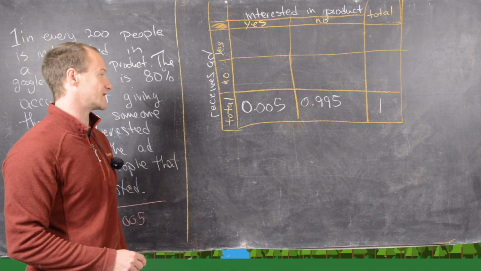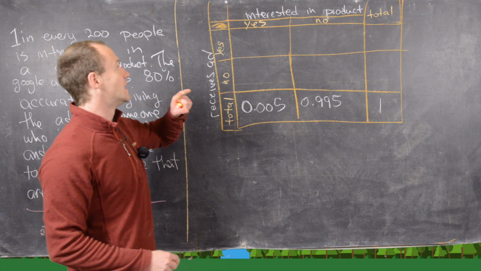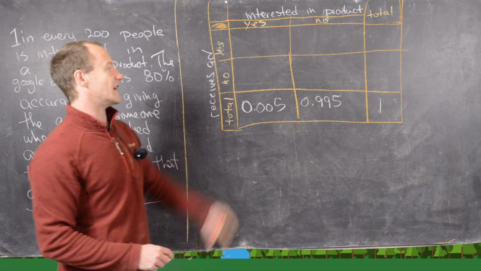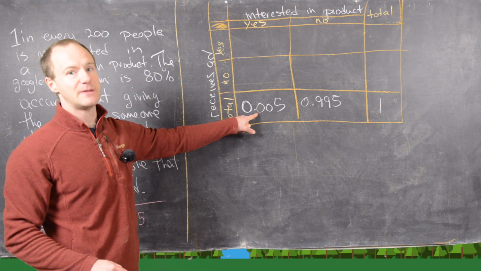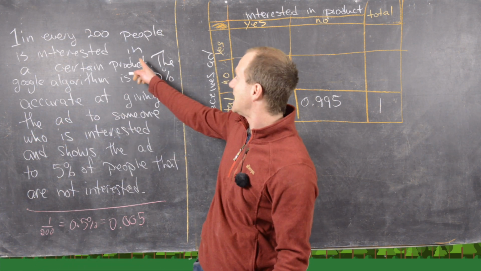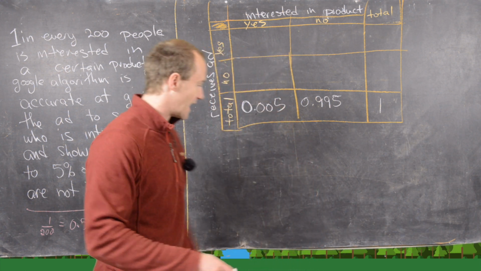Now, the next thing we want to see is how many people see the ad. So we know that 0.5% of people are interested, and 80% of them will see the ad.